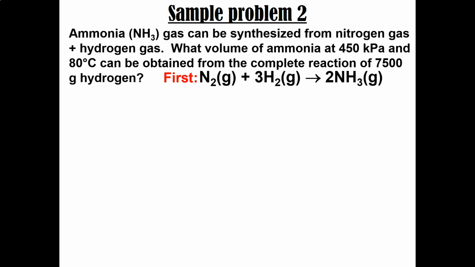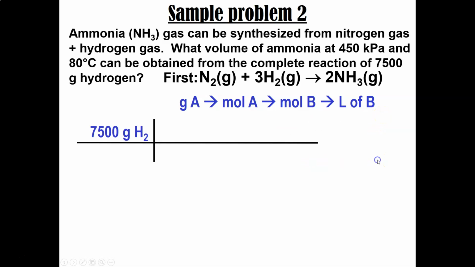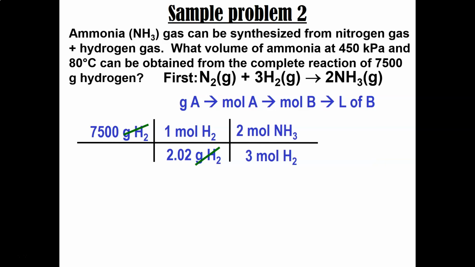It tells me that I start with grams of hydrogen, so I'm going to go grams of A to moles of A, moles of A to moles of B, moles of B to liters of B. It doesn't want grams, it doesn't want moles, it wants a volume. So grams to moles uses molar mass. Moles to moles is going to use mole ratio.